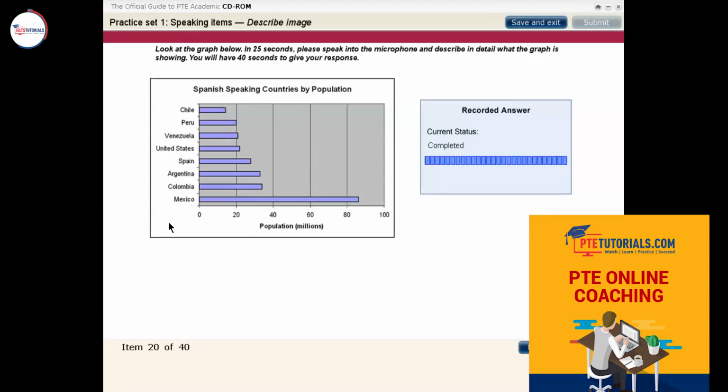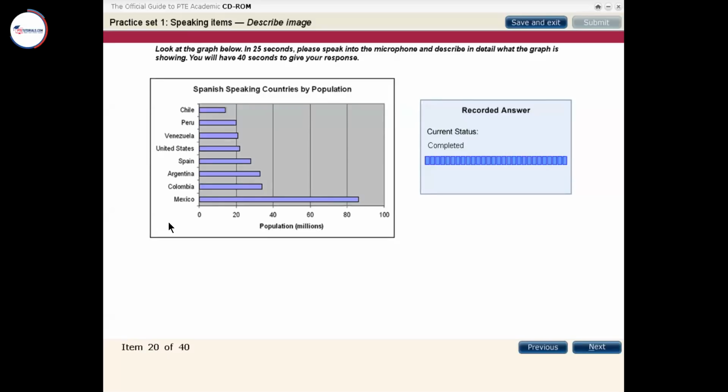Okay. So what happens is over here there is a graph. As I told you, if there is a graph, it will have x-axis. If there is a graph, it will have y-axis. Then it will have labels. It will have population, Spanish speaking countries. Okay, fine. Everything is fine.